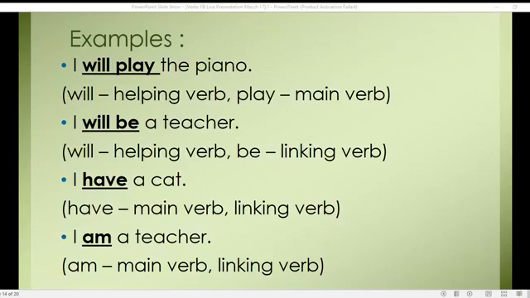At may nakikita pa akong angry. Sino ba nag-angry dyan? Anyways, so, yan.